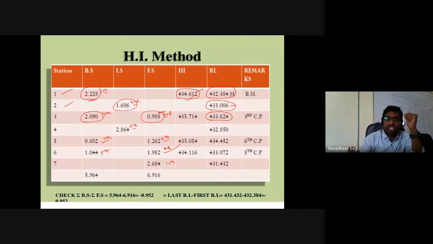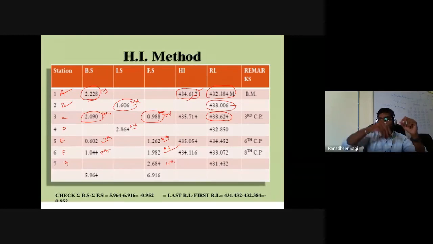After shifting that instrument, the reading which I have taken here is 2.090, which we are calling a backsight, at your point C, according to my earlier discussion where I have noted down your data in my table. So this I called point A, point B, point C, point D, let's say point E, point F, and maybe point G, like this. Now, what are these points A, B, C, D, E, F, G?